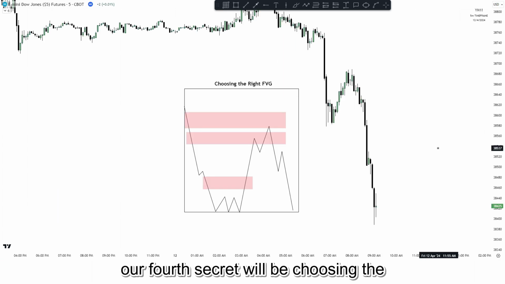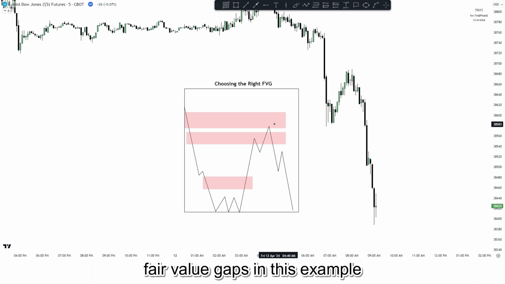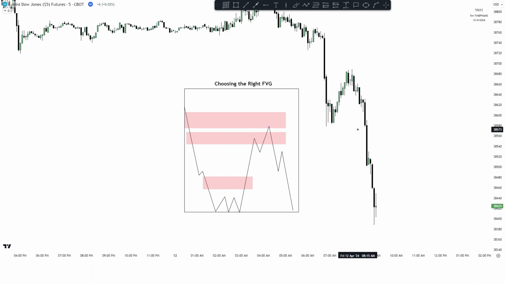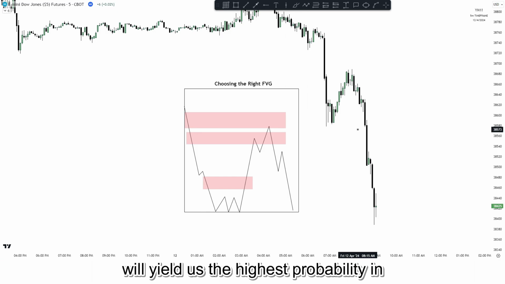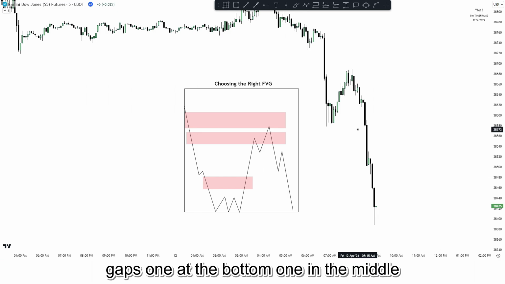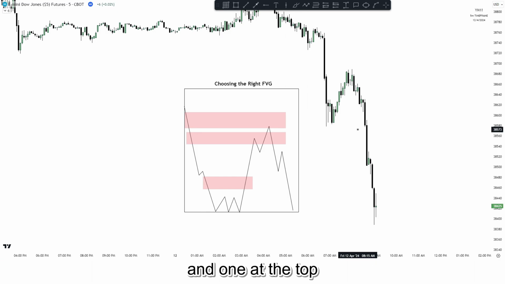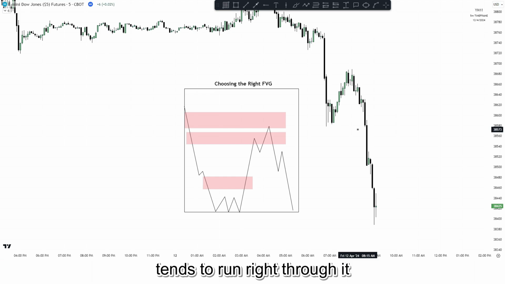Our fourth secret will be choosing the right fair value gap. When we have multiple fair value gaps in this example, we want to only be choosing the one that will yield us the highest probability. In this depiction, we have 3 fair value gaps, one at the bottom, one in the middle, and one at the top. Never choose the one at the bottom. Price tends to run right through it.